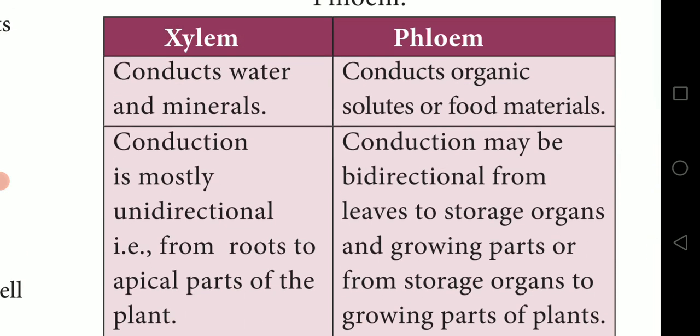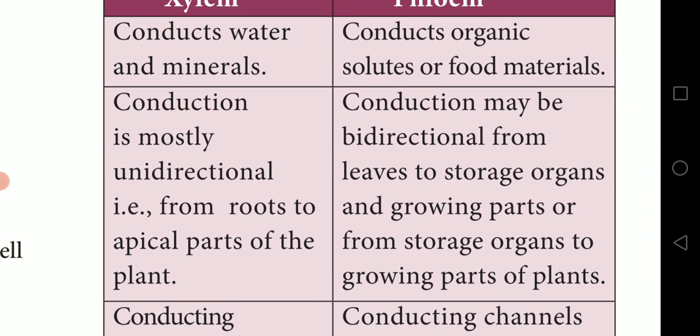In xylem, the conduction is mostly unidirectional. The conduction goes in only one direction, from roots to the apical parts of the plant. The roots absorb water and send it to the apical part, meaning the top of the plant. That is to say, only unidirectional.